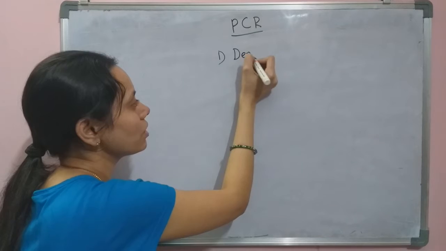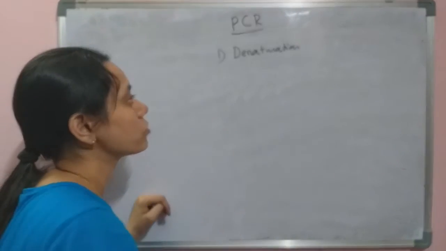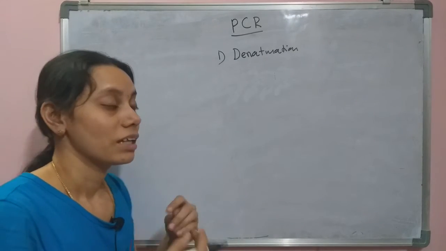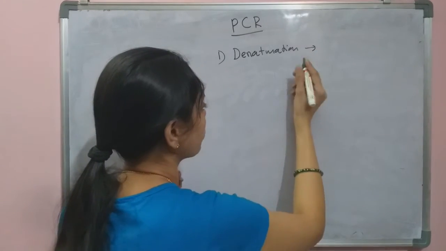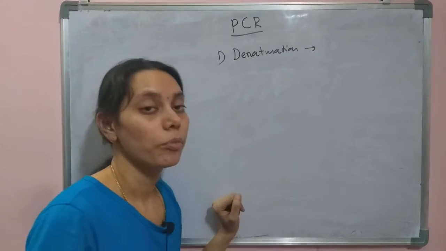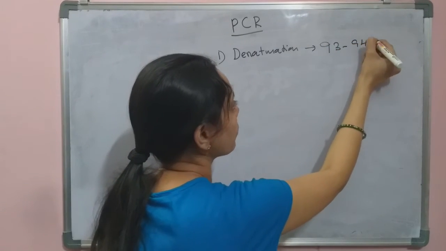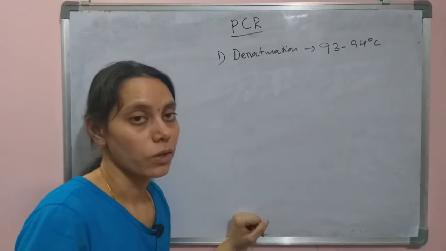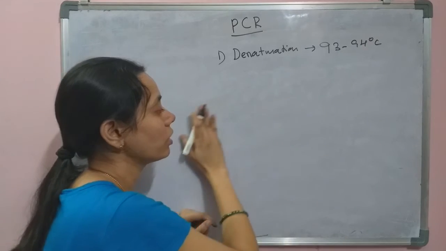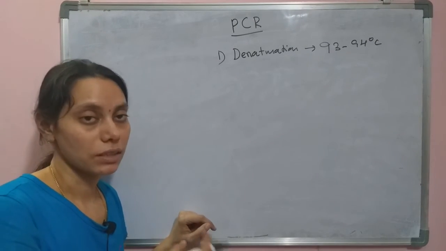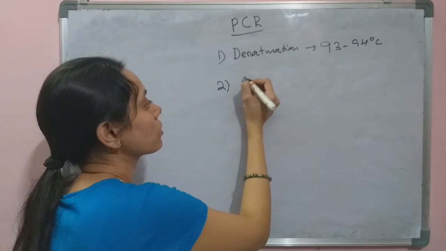The first step is denaturation. Once you place the reaction tube, first it needs to denature its DNA. For that you need to provide a proper temperature. High temperatures of 93 to 94 degrees will provide the atmosphere for breaking the hydrogen bonds, followed by denaturing the DNA present in the sample. And the next one is annealing.